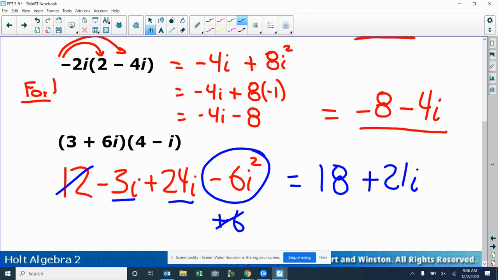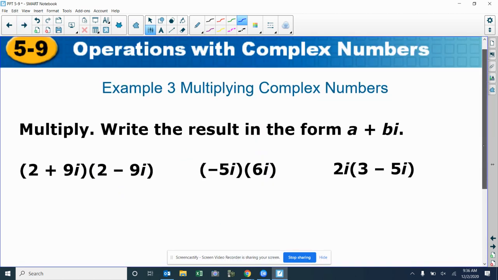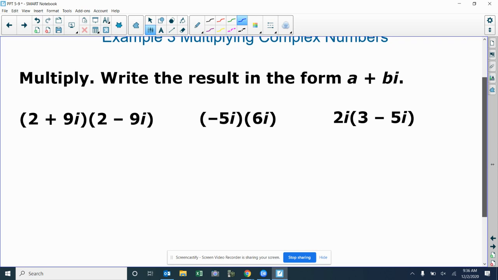Couple things. What i squared is -1. Always put the real part first. Knock a couple of these out.